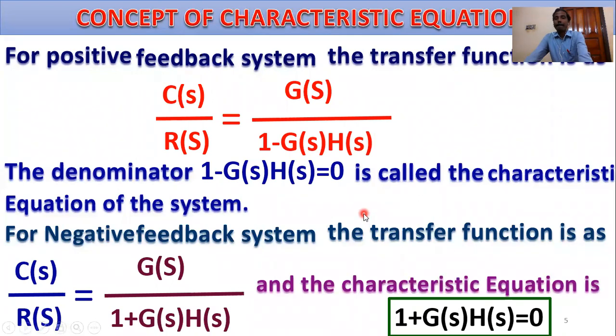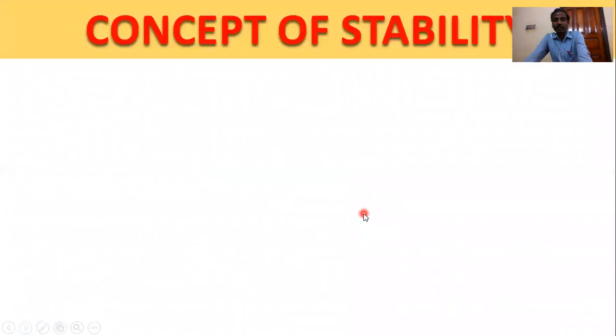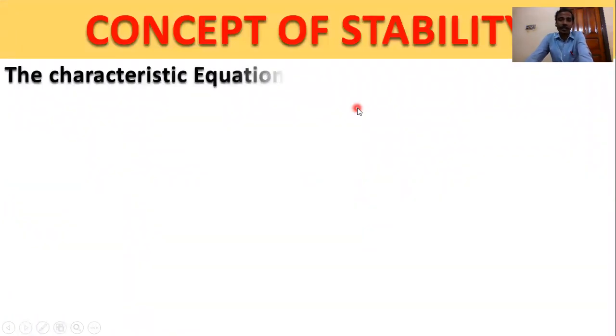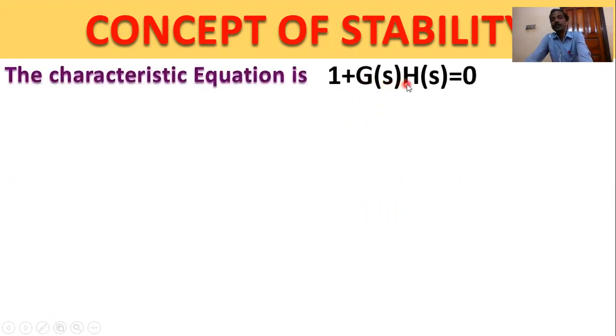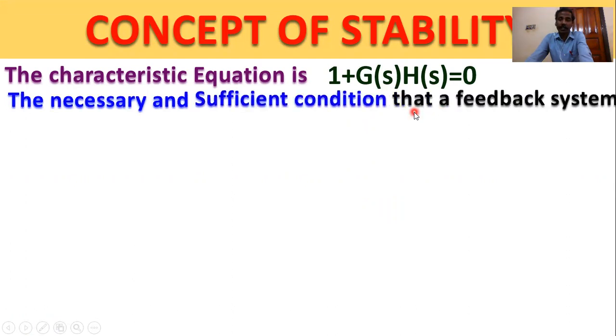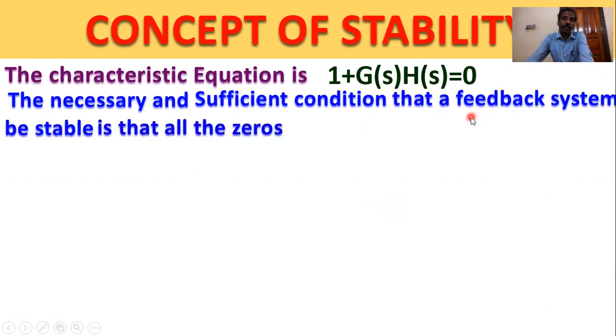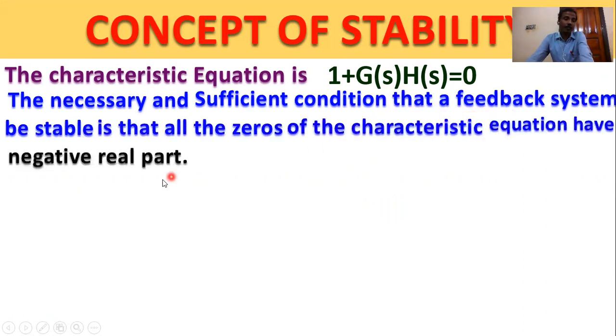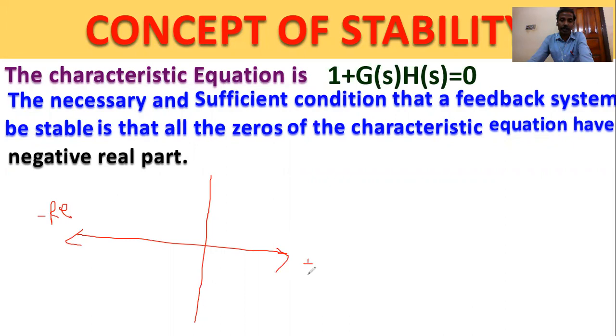Then calculate stability of the systems. Concept of the stability, next step. The characteristics equation is 1 plus G of S H of S equals 0, already discussed. This is for negative feedback closed loop control systems. The necessary and sufficient condition that a feedback system be stable is that all the zeros of the characteristics equation have negative real part. That means this is the negative real part, and this is the positive real part.